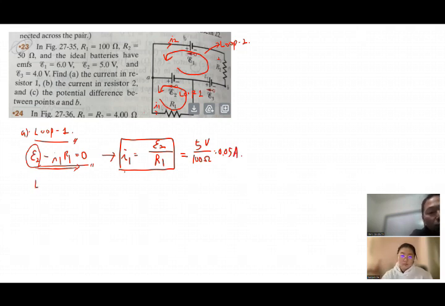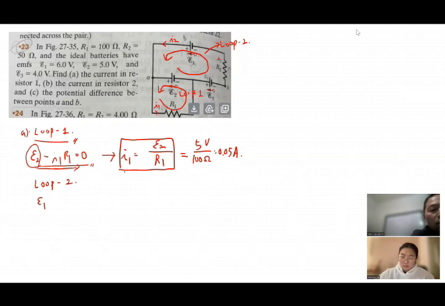And loop 2, as I said, this I2 goes along this loop 2. So that is I1. Okay, so let's assume, first assume that current goes counterclockwise, flows counterclockwise. That's what I just assumed for now.